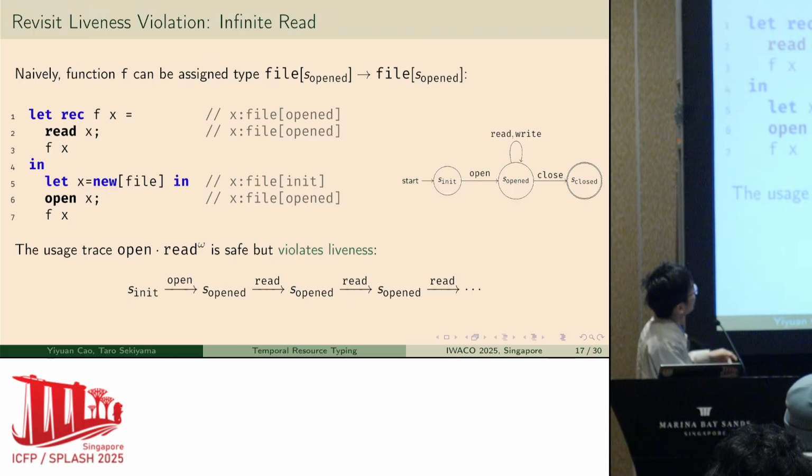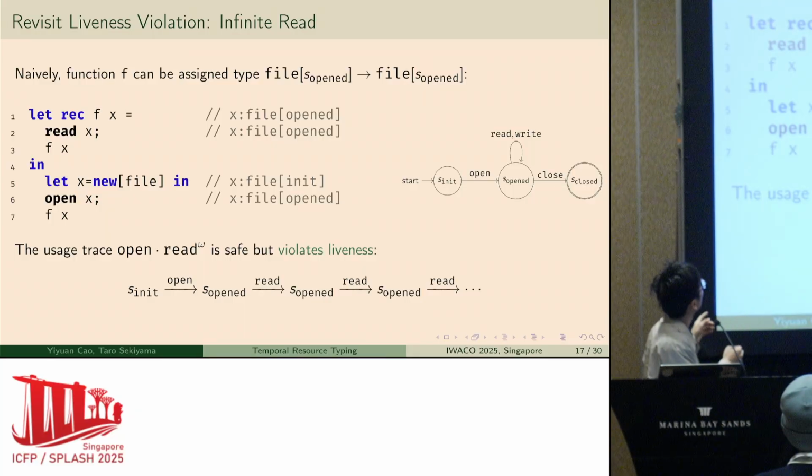However, using this same infinite read example, we can see that the liveness violation is not captured using this basic type system. So the file is opened and then goes into an infinite loop of read. So it stays in the open state forever, making self loops. So this usage is safe, but it violates liveness because the desired state, close, is never reached.